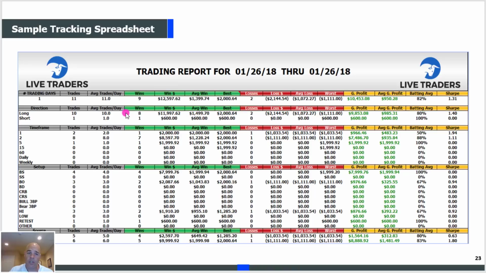And when you go long versus short, which one's better for you? Are you going long in bad environments? Do you do better on short trades than long trades? What's the time frame you most frequently trade? 1 minute, 2 minute, 5 minute, 15, etc. Okay? And if so, are you good at those time frames?